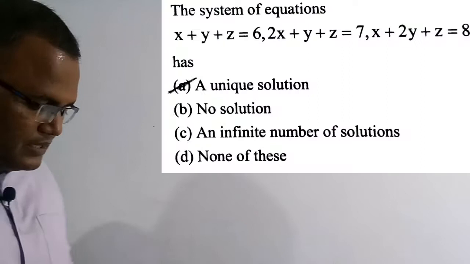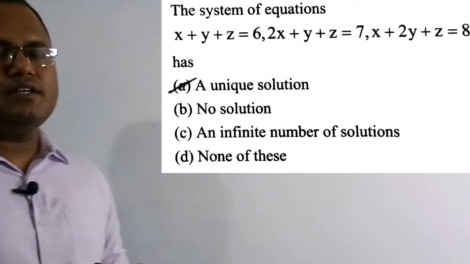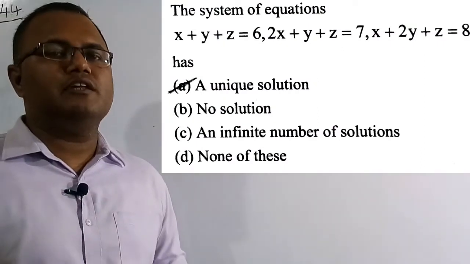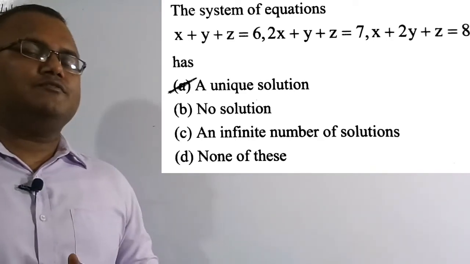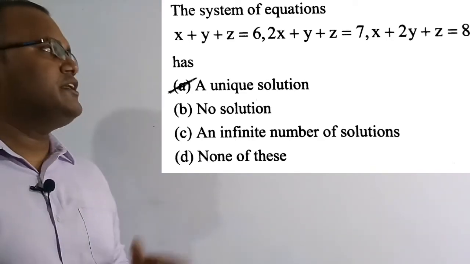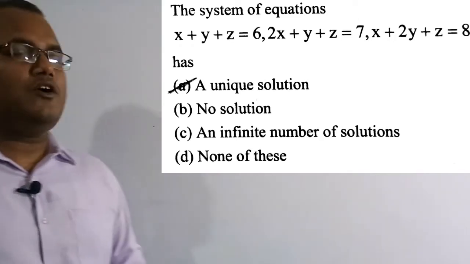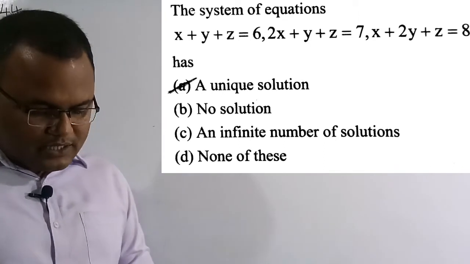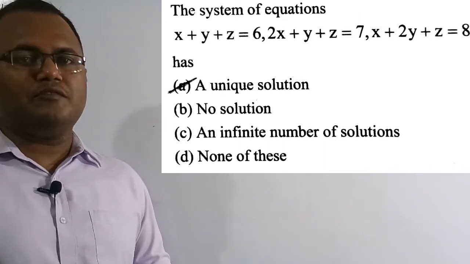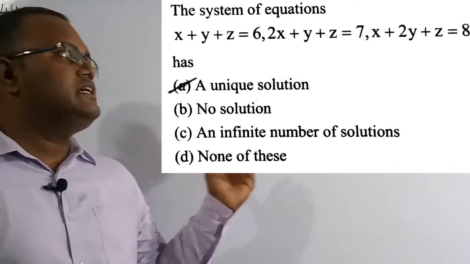So now we are going to solve the 44th question. See the question here, the system of equations. They have given the 3 system of equations with the 3 variables x, y and z. We have to find what is the nature of the solution of these 3 equations. We need to figure out whether it is a unique solution, or infinite solutions, or there is no solution, or none of the above. So out of this we can say that only option A is the correct answer, which is a unique solution for these 3 equations.